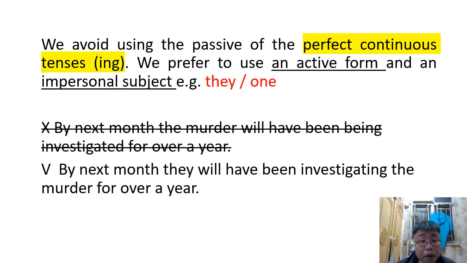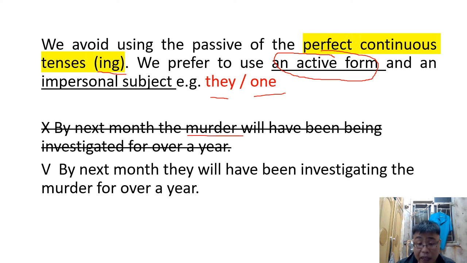Next, we avoid using the passive of the perfect continuous tenses. That means "have been -ing." We prefer to use an active form and an impersonal subject such as "they" or "one" here. By next month, the murder will have been being investigated for over a year.